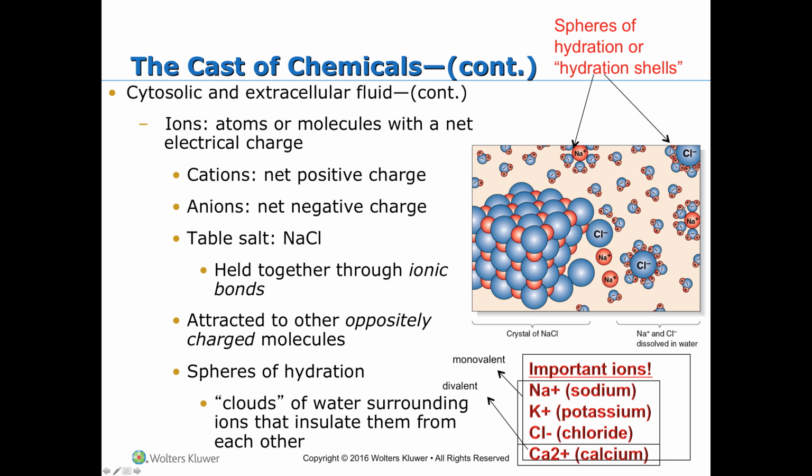Ions are atoms or molecules with a net electrical charge. Cations carry a positive charge. Anions carry a negative charge. Table salt is an ionic compound. It's held together through ionic bonds and attracted to other oppositely charged molecules. This is the idea of positives and negatives being attracted to each other. Spheres of hydration are clouds of water surrounding ions that help to insulate them from each other. These hydration shells are seen right here. Here's a water molecule with its oxygen, which is more attracted to the sodium ion here.